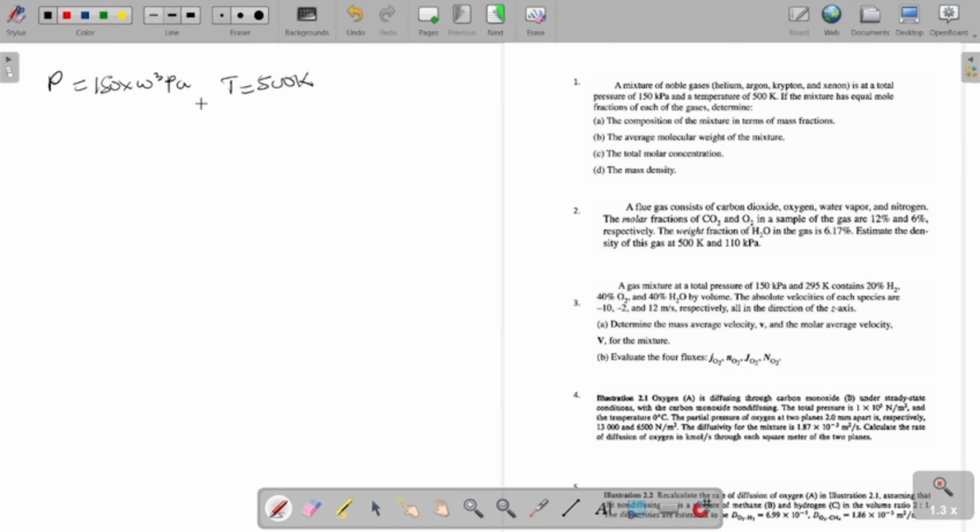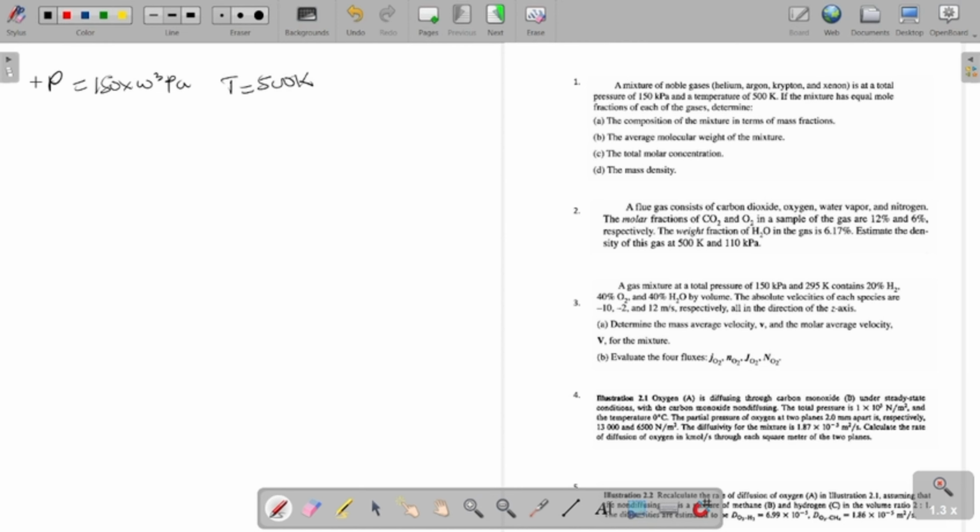It says the mixture has equal mole fractions of each of the gases, and we know that mole fractions always add up to 1. We have 4 gases here, meaning that the mole fraction of each of the noble gases will be 0.25, so that you can get 1. They are telling us to find the composition of the mixture in terms of mass fractions. So let's see how to find it in terms of mass fractions.